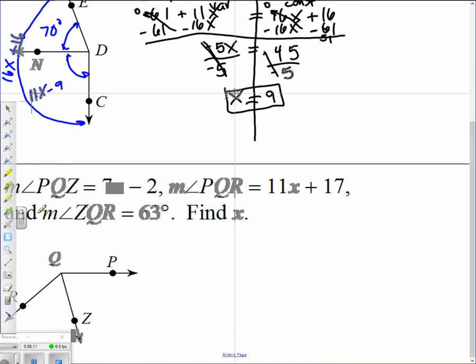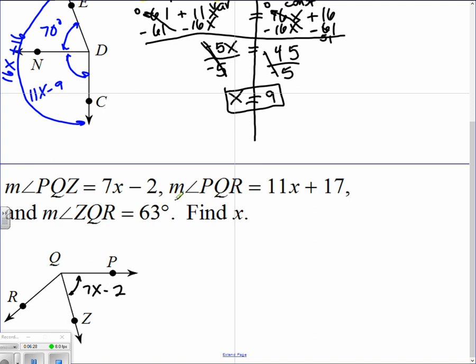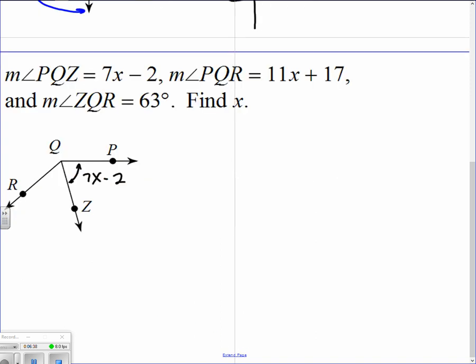Okay. Next example, they give us the following problem. If the measurement of angle PQC, so this angle right here, is 7x minus 2, the measurement of PQR is 11x plus 17, so I know that this angle, the big angle, is 11x plus 17, and CQR is 63. So this right here will be 63.